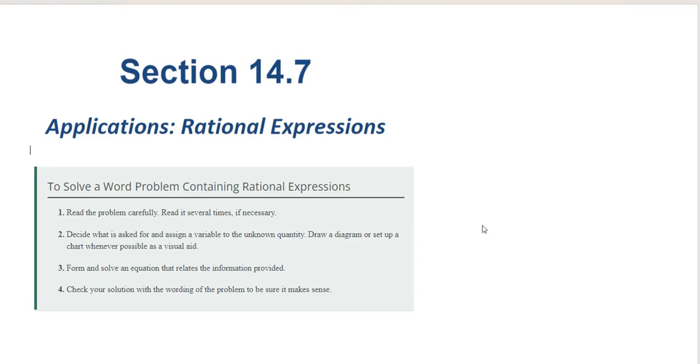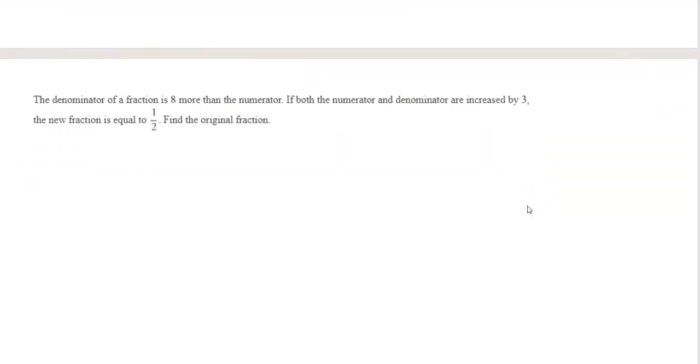Just read it carefully, read it several times. You're going to want to underline stuff, draw it. I draw pictures. As you'll see, we'll work this one out here. Let's look at this.